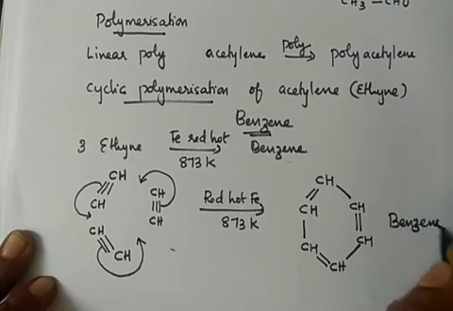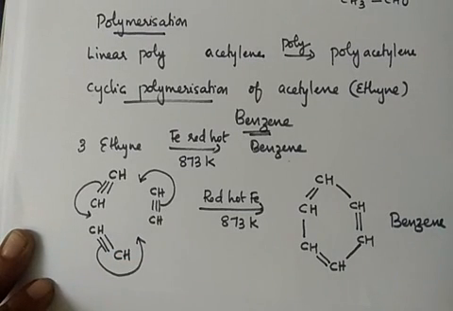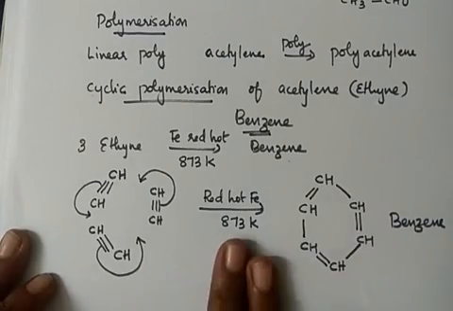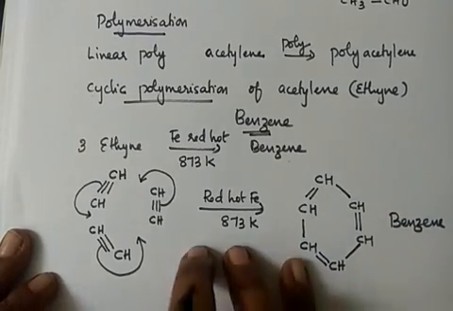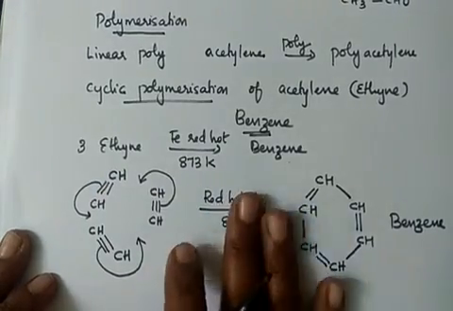Benzene contains alternate double and single bonds. So this is the method of preparation of benzene. Benzene can be prepared by the cyclic polymerization of acetylene. When acetylene is passed through a red hot iron tube at 873 Kelvin, benzene is obtained. So study the preparation of benzene. This is the preparation of benzene as well as one of the properties of acetylene or ethyne.